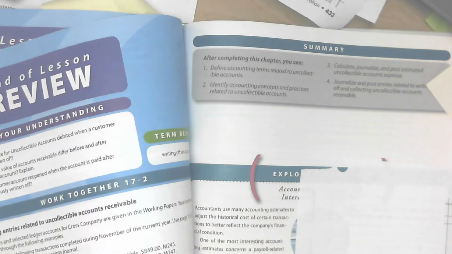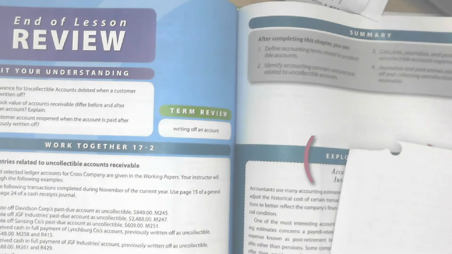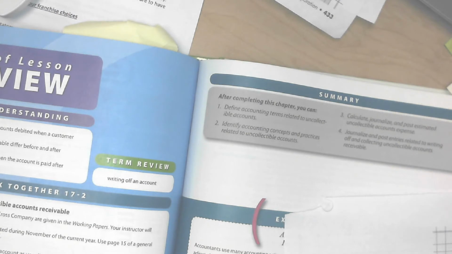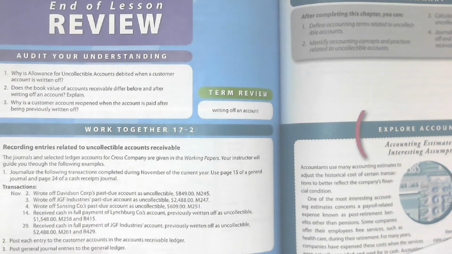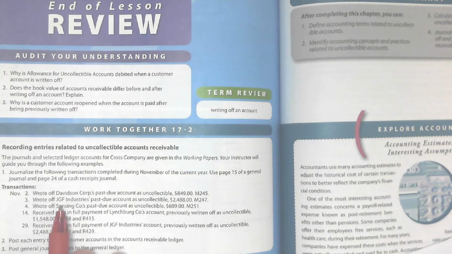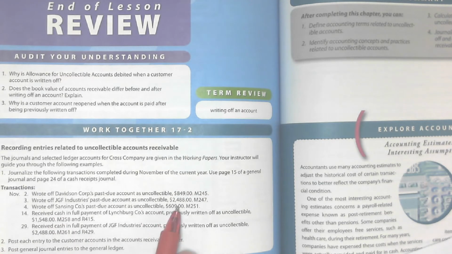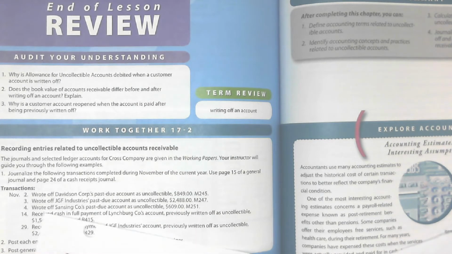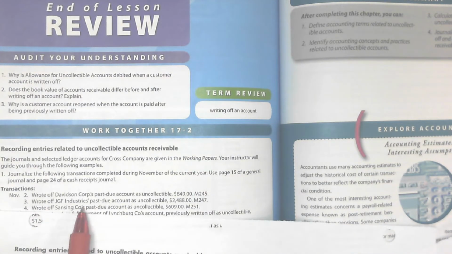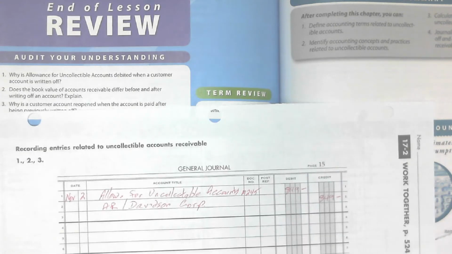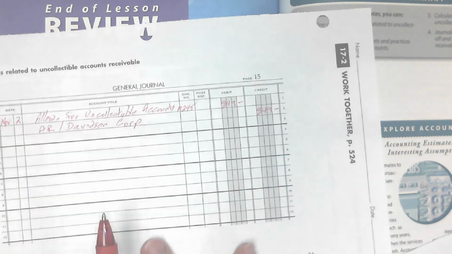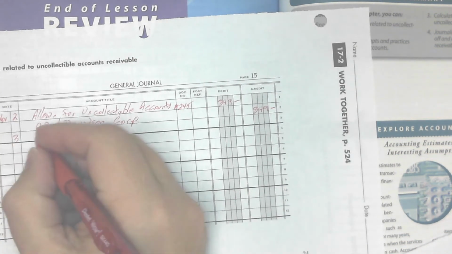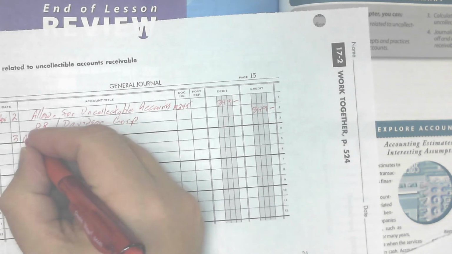So this is what we've got after the first one. Then for our next one, we have another write-off for JGF Industries. Past due account is uncollectible, $2,488. So it's the same type of transaction that we're journaling. We're just going to do the same thing, but this one's on November 3rd. So we put a 3 in here, and we're going to do another line for allowance for uncollectible accounts.